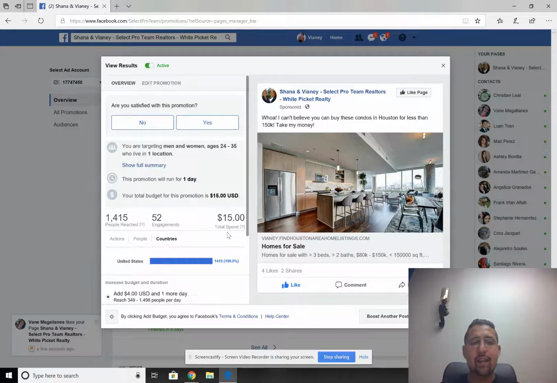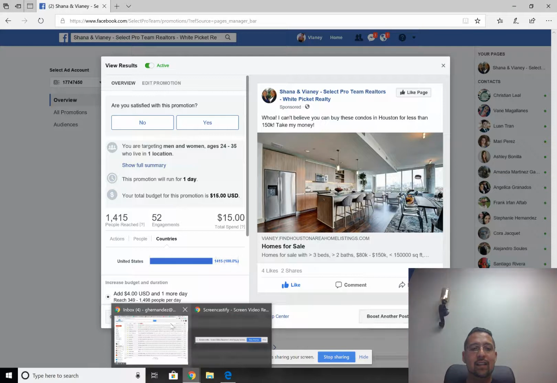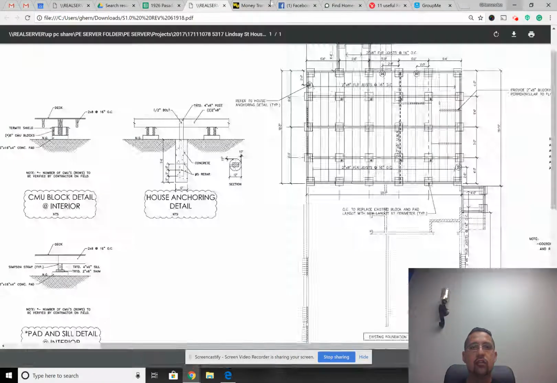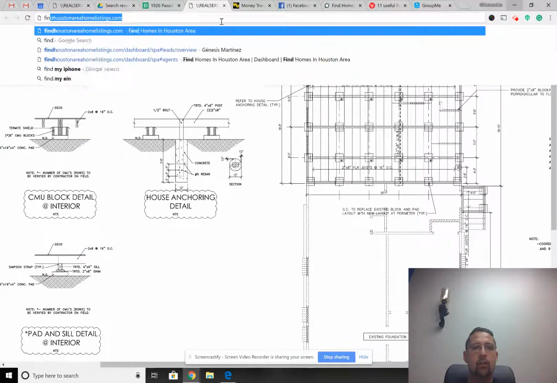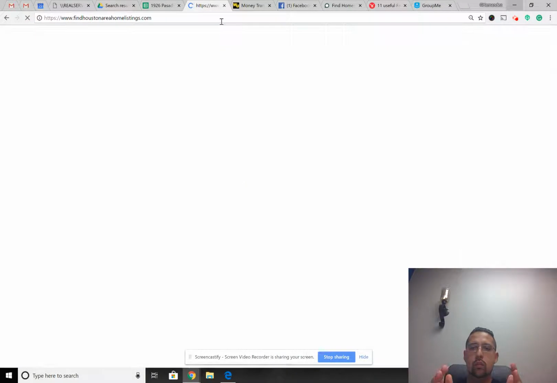So we want to look at what results VNA actually got from this advertisement. We know she had 52 clicks. We know she spent $15. Let's take a look at what results VNA actually got. To do that, we're going to go to Find Houston Area Home Listings. We're going to log into the CRM, and I'm going to log in as VNA to show you what you need to be looking for on there.